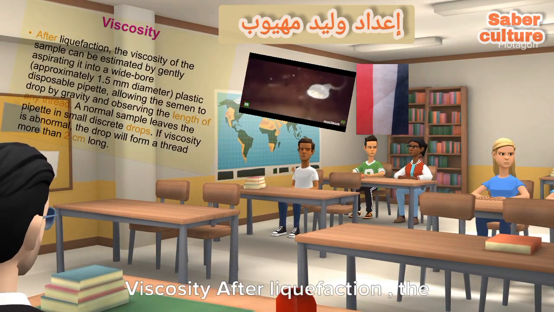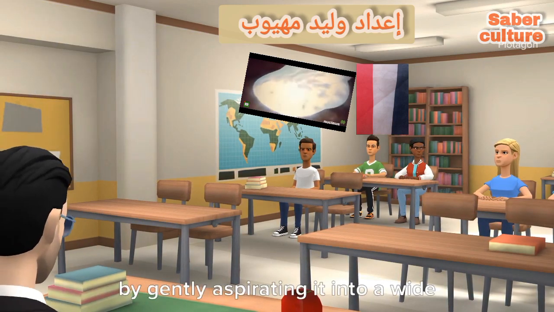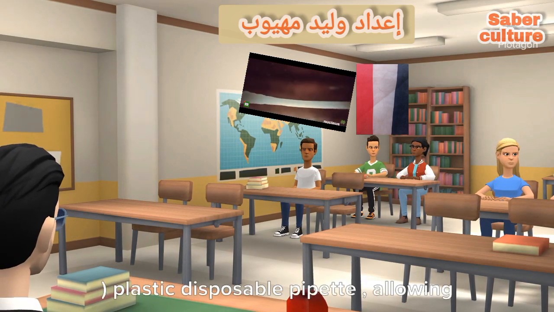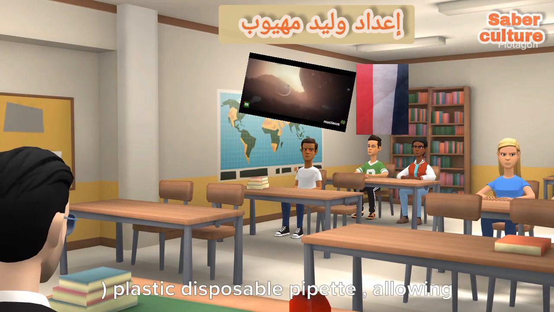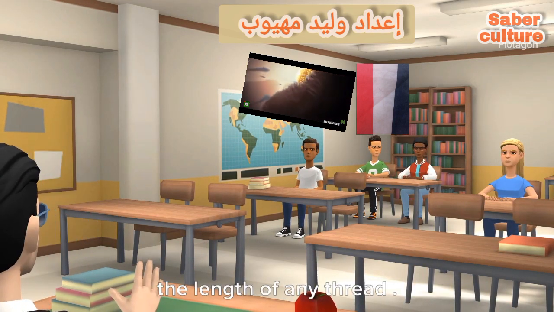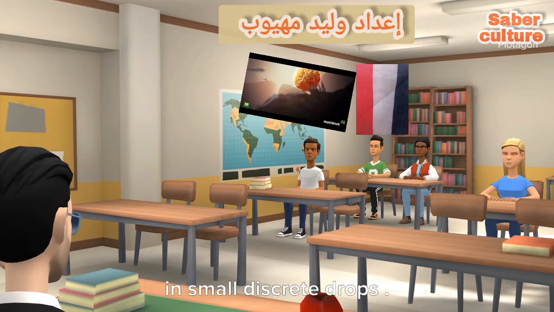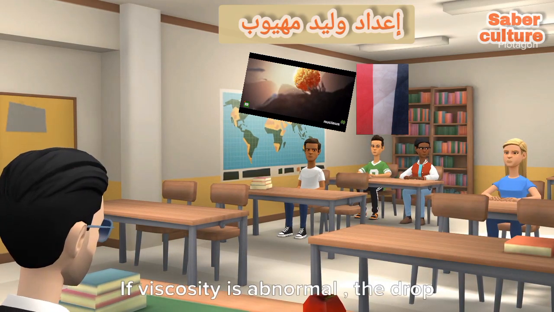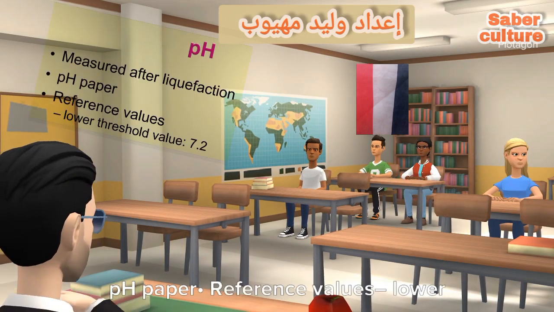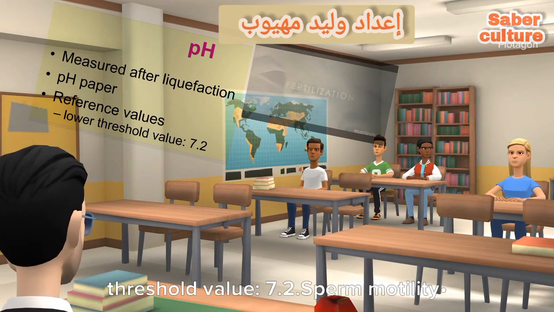Viscosity after liquefaction. The viscosity of the sample can be estimated by gently aspirating it into a wide bore, approximately 1.5 millimeters diameter, plastic disposable pipette, allowing the semen to drop by gravity and observing the length of any thread. A normal sample leaves the pipette in small discrete drops. If viscosity is abnormal, the drop will form a thread more than 2 centimeters long. pH is measured with pH paper. The reference lower threshold value is 7.2.